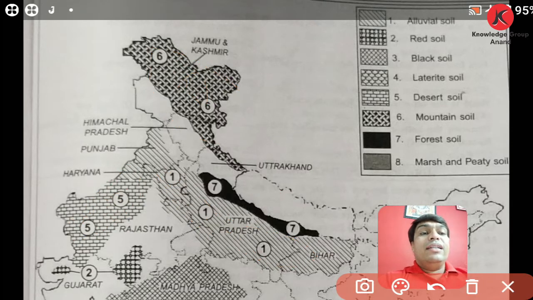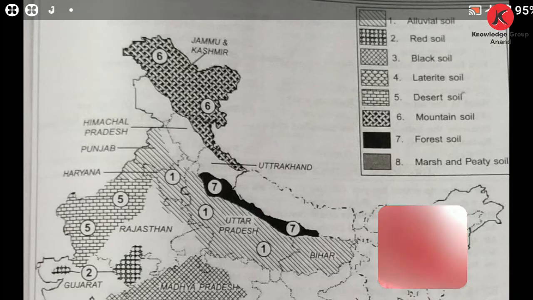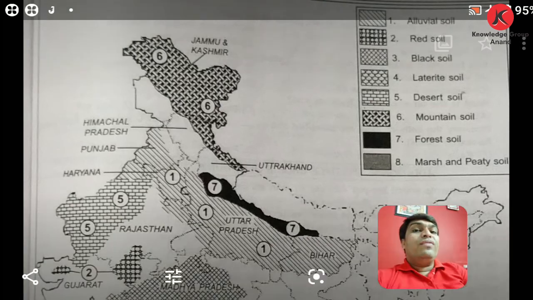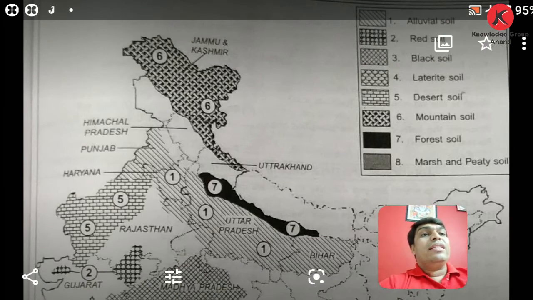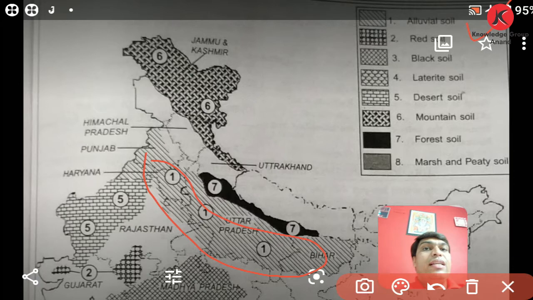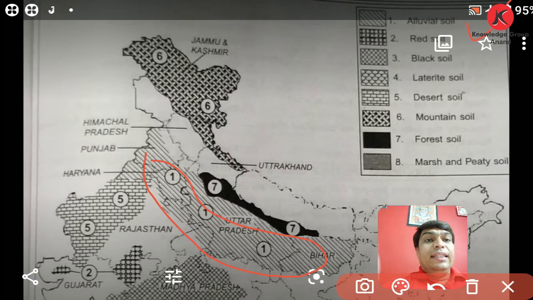Friends, now let us discuss one by one how you can show these different types of soil. Starting with the very first, that is alluvial soil. When we are discussing this alluvial soil, let us start with the first one. Here you can see this region that is covered with alluvial soil.